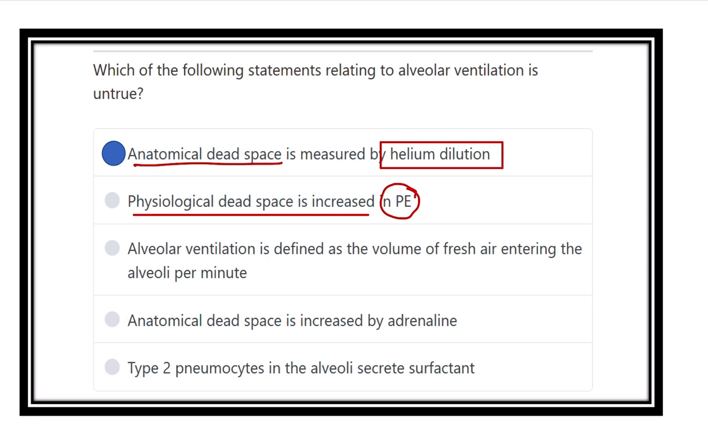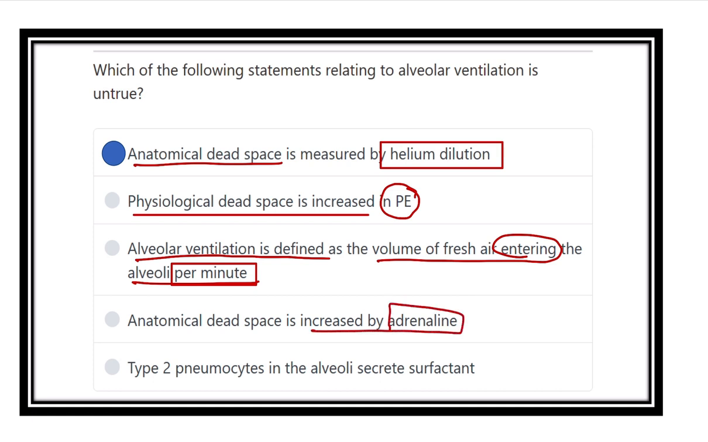Alveolar ventilation is defined as volume of fresh air entering the alveoli per minute. It is measured within the minute. Anatomical dead space is increased by adrenaline. It is also true, because adrenaline causes increased diameter of the bronchi, and so the anatomical dead space increases.